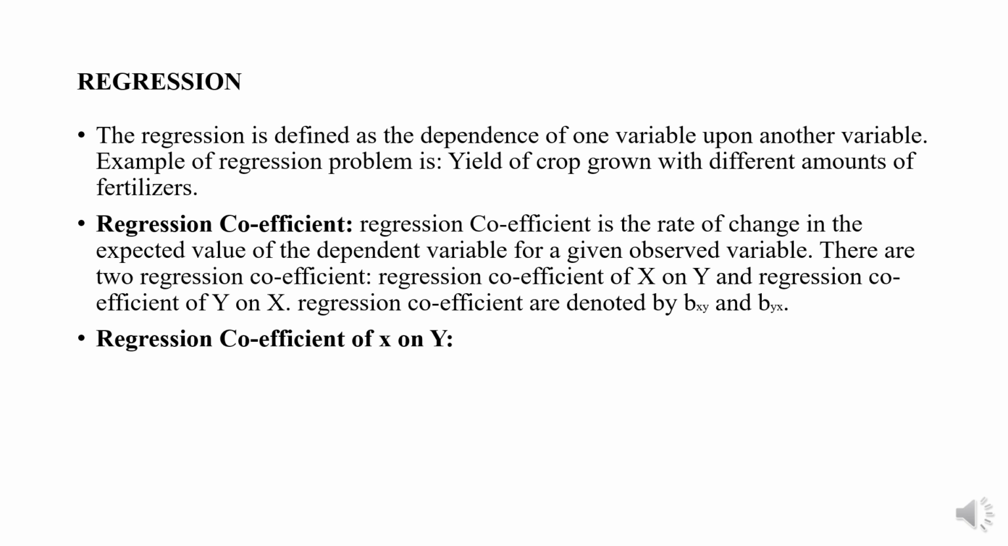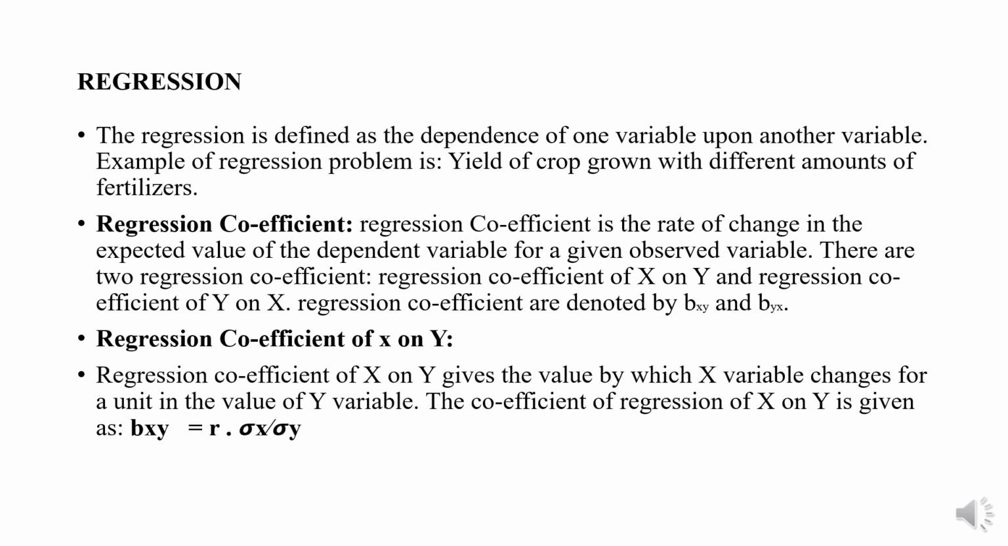So, the regression coefficient of x on y. The regression coefficient of x on y gives the value by which the x variable changes for a unit change in the value of the y variable. The coefficient of regression of x on y is given as bxy equals r into sigma x divided by sigma y.